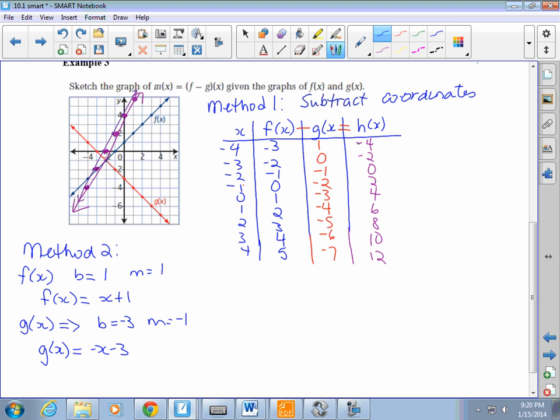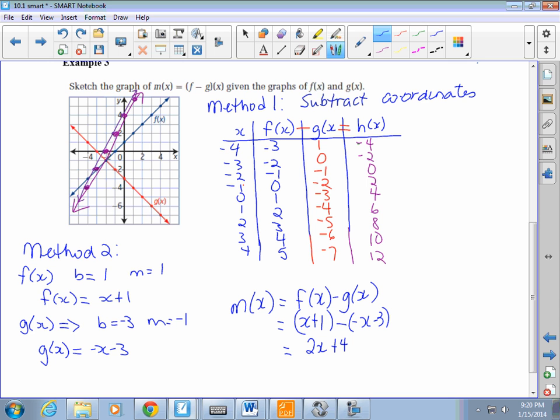So to find my m of x, I was subtracting, so that's equal to f of x minus g of x. So this is x plus 1 minus (-x minus 3). So that's equal to x, and if I distribute my -x, that's going to be a 2x. 1 plus 3 is 4.